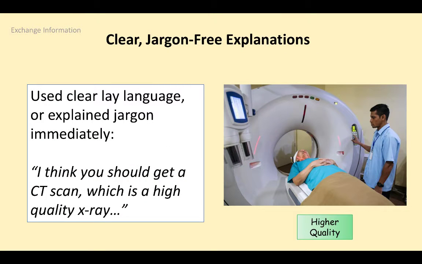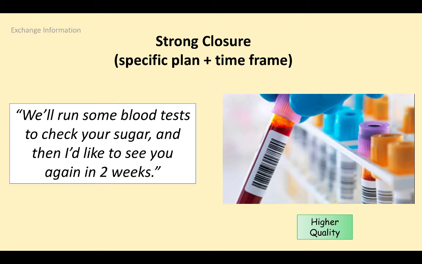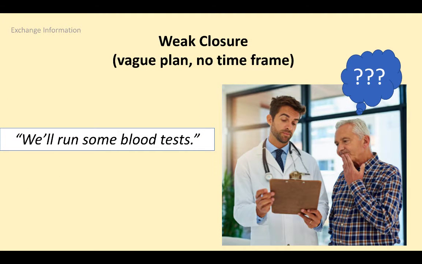Like the eliciting information dimension, you're looking for clear, jargon-free explanations. And again, it's okay if they use jargon as long as they explain what they're talking about. And finally, you want to look for that strong closure where there's a specific plan with a time frame. We'll run some blood tests to check your sugar, and then I'd like to see you again in 2 weeks. Or on the opposite end, which is lower quality, just weak closure, a vague plan, no time frame, and if you were the patient, you'd be wondering, well, what are the blood tests for, and when are we going to do it, and when do I need to show up to do this, and so forth.